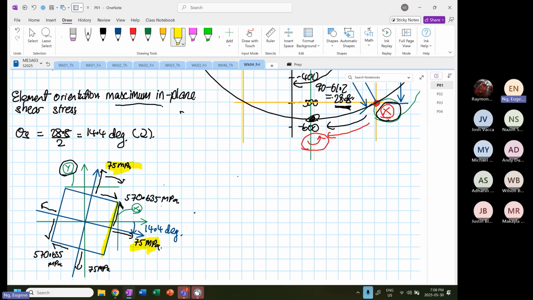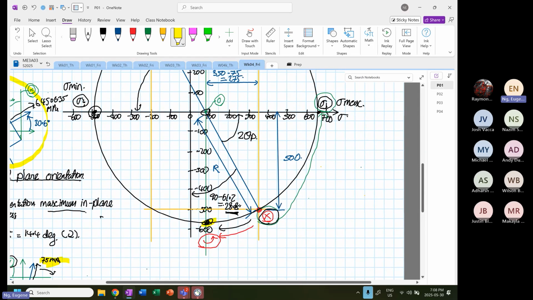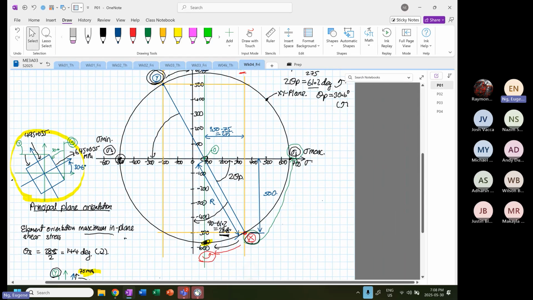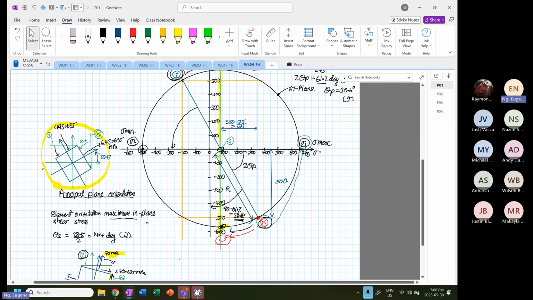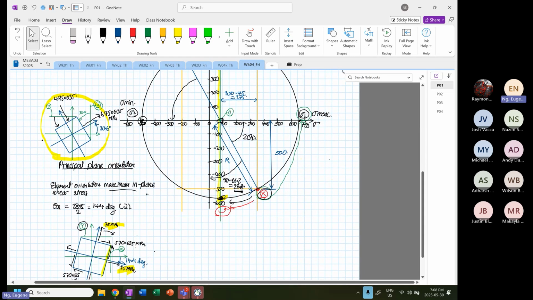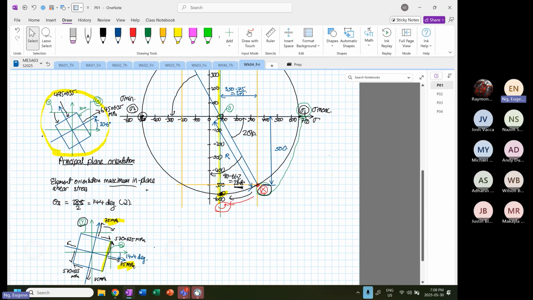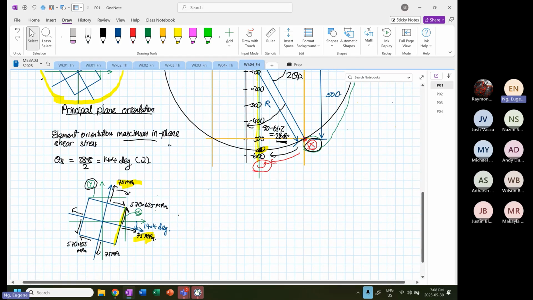Are we clear? Okay, so over here, if you look at the Mohr circle, we do get a normal stress value at our stress average. Okay. So one, we have done for the principal plane orientation. And the second one, the element orientation, where we have maximum in-plane shear stress.